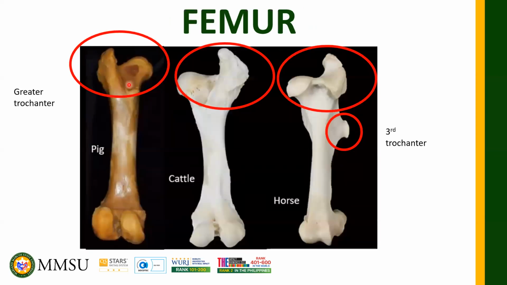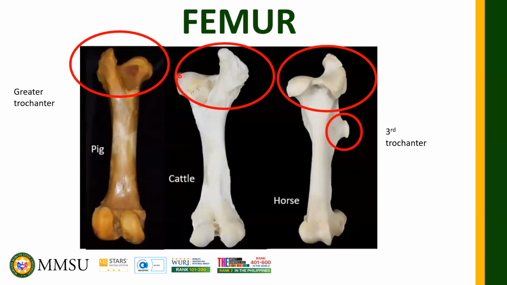Now we have here the femur. It's more on the trochanter. So the greater trochanter, if we look at it, is usually at the same level as the head of the femur. Okay? That's here in the pig. The greater trochanter is at the same level as the head of the femur.